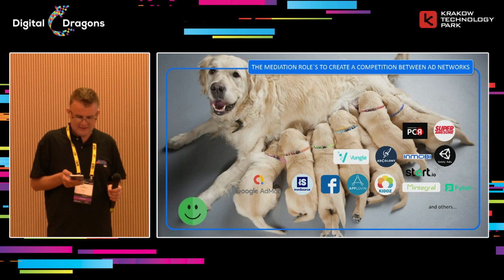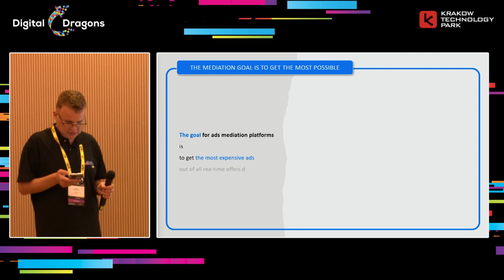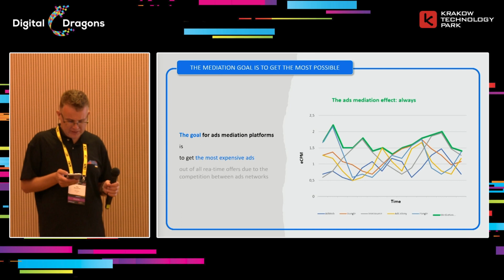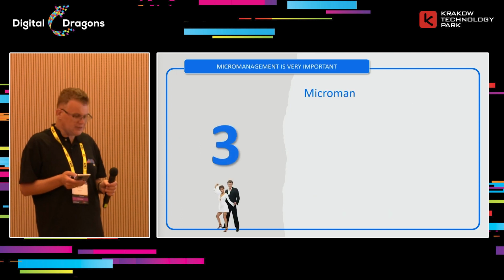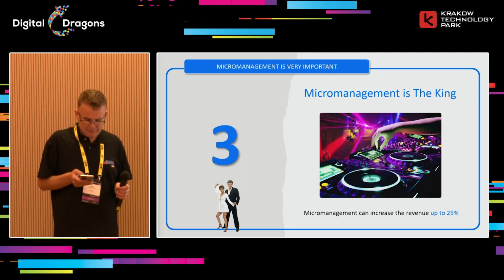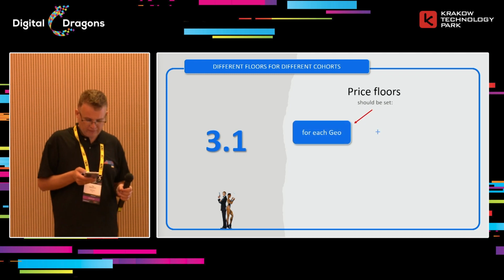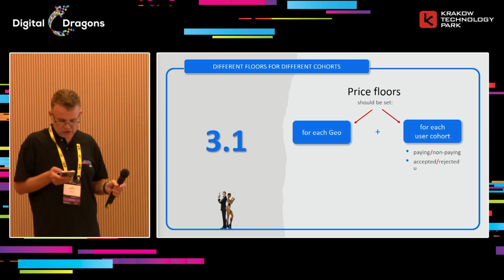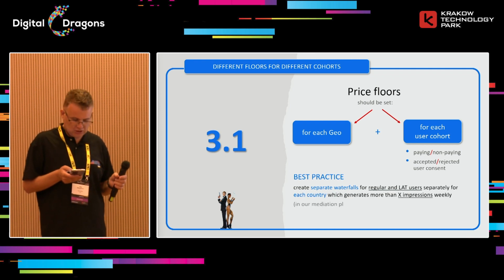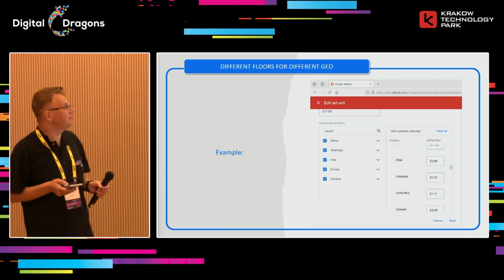The third tip is about micromanagement. Micromanagement is extremely important. It can increase your revenue up to 25%. Here are some tips on micromanagement. The best practice in our mediation solution, for example, is to create a separate waterfall for normal and limited ad tracking users for every country. It takes a lot of time, but it's worth it. Here we can see an example.